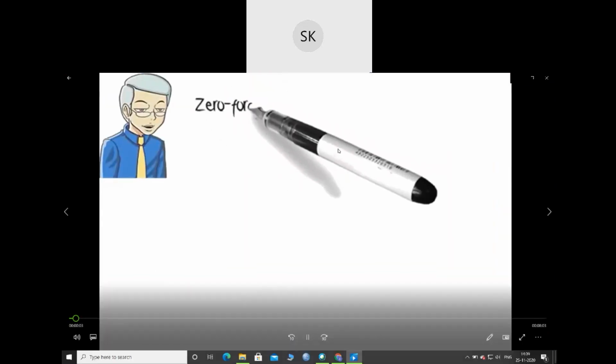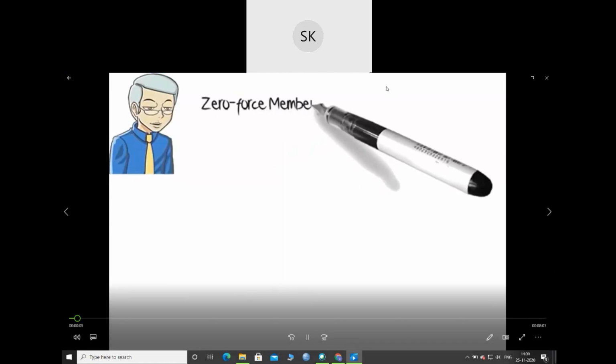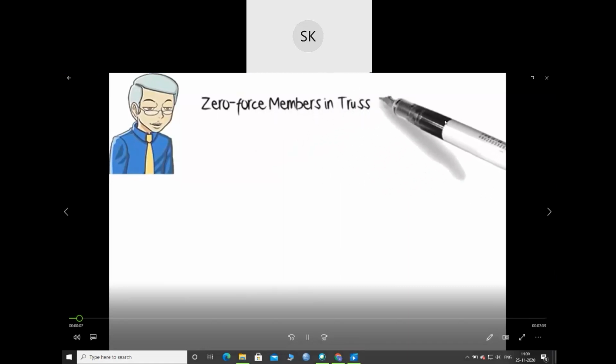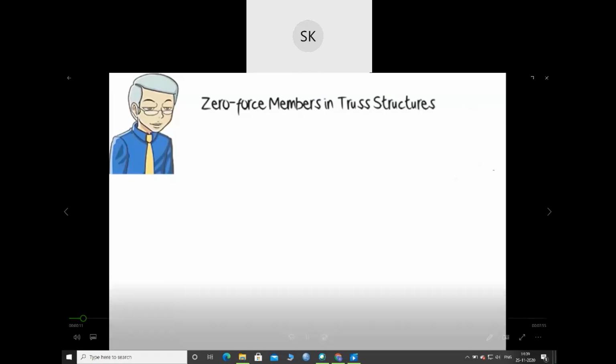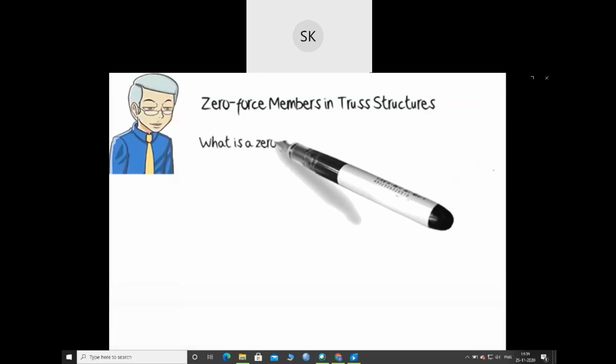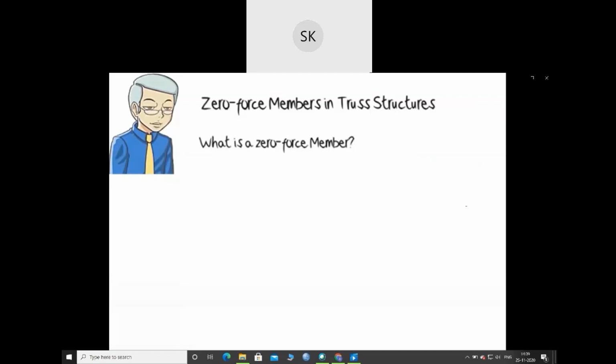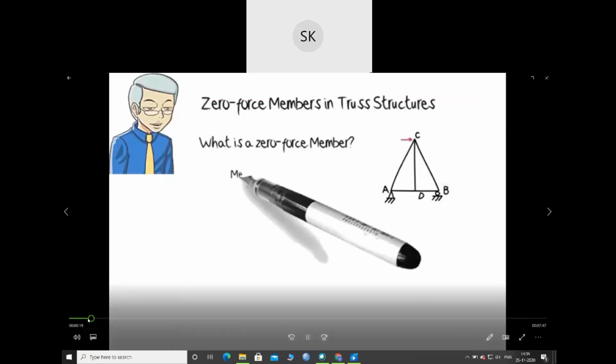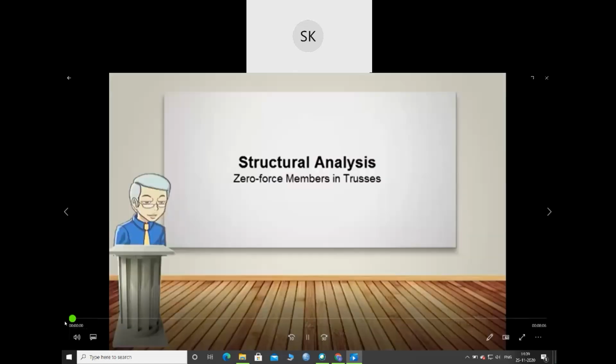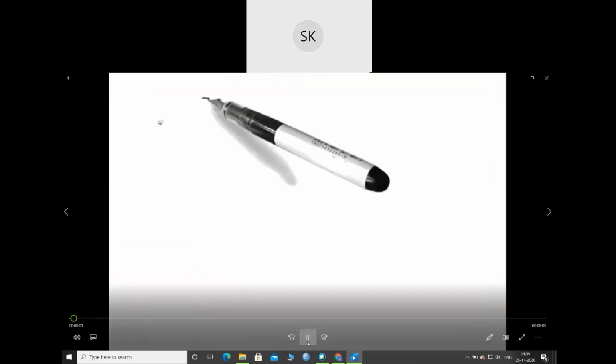In this session, we're going to talk about zero force members in trusses. What are they? Why do they come to exist? And how do we identify them? What is a zero force member? When analysing trusses, we may come across members that carry no force. So we'll start with zero force member, okay? How to find zero force member in a truss.